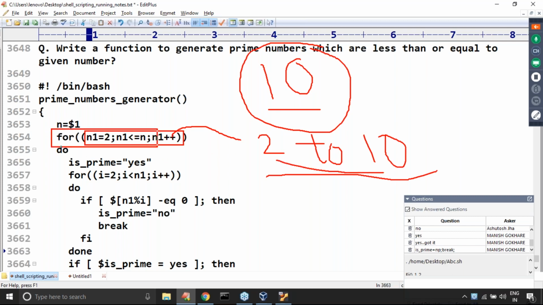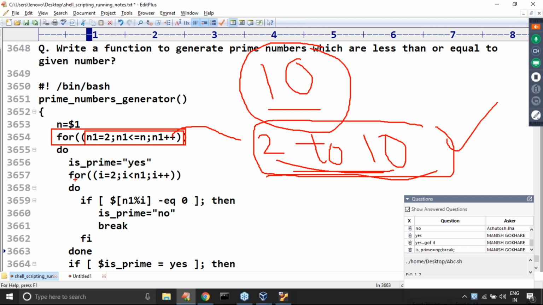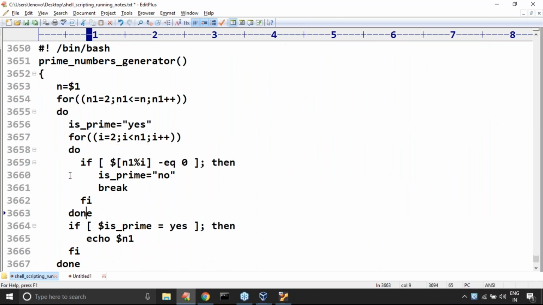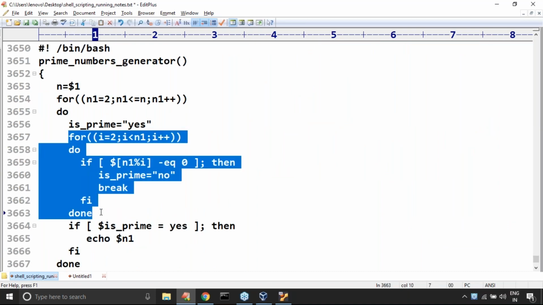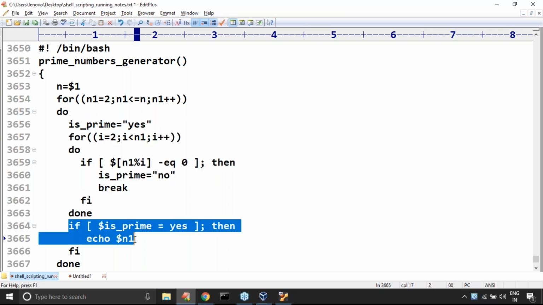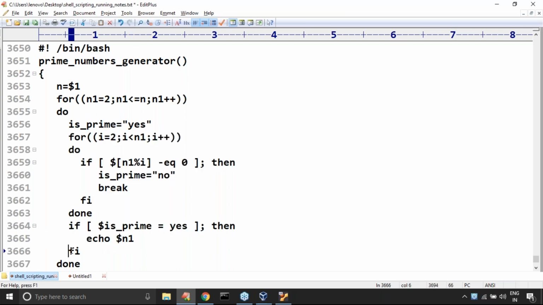So this outer for loop is just to repeat the numbers from 2 to 10. Next, the inner for loop is just to test whether the current number is a prime number or not. If it is prime, yes, then echo print that, otherwise ignore, go for the next one. Are you feeling difficulty anywhere to understand this?